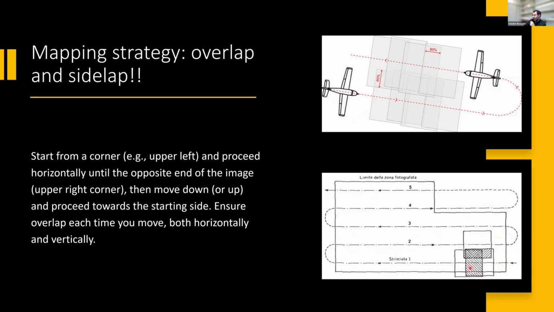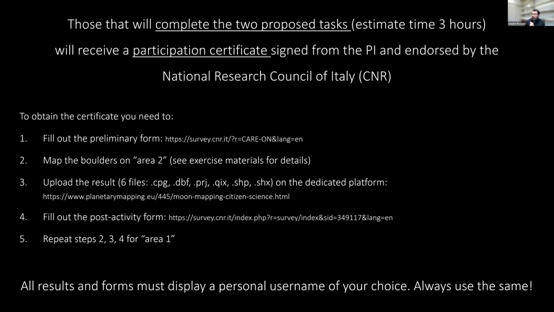Each time you move, you want to be sure to have an overlap area when you move along the line, and you want to have a side lap, a superimposition, when you go on the second line. This way you will not forget any area. You will not leave any area out of your mapping. So this is the theory.